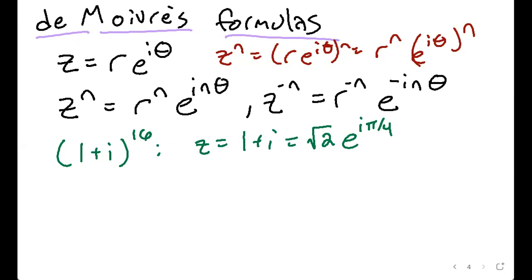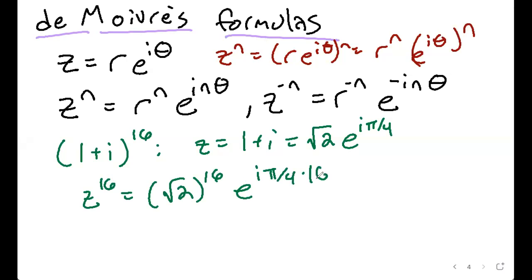So if we raise this to a high exponent, Z to the 16th, just for instance, would just be square root of 2 to the 16th, e to the I pi over 4 times 16. And in fact, this simplifies down very greatly. Square root 2 to the 16th ends up being 2 to the 8th, which is 256. And this would be e to the I times 4 pi. And check for yourself, e to the I times 4 pi is going to be just 1.